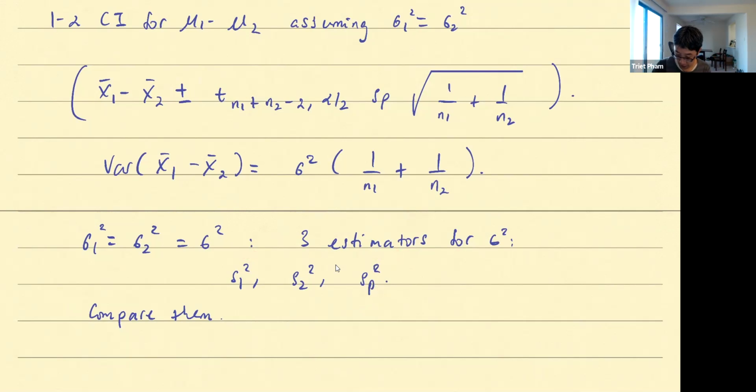All unbiased. SP square is most efficient.